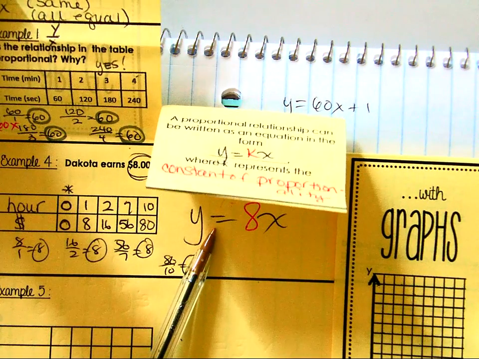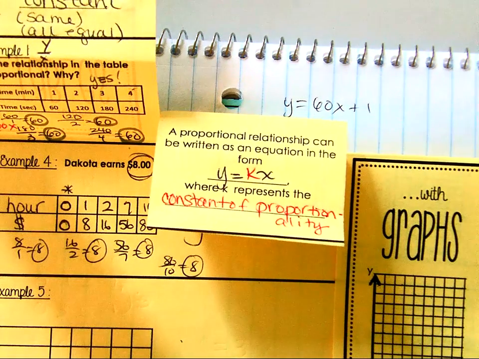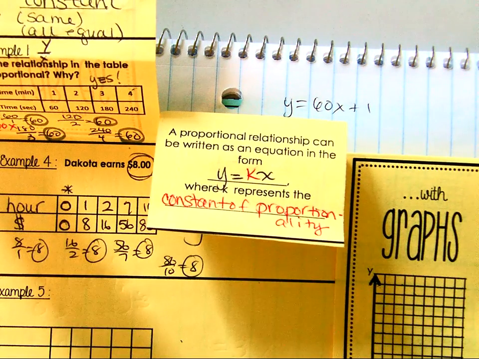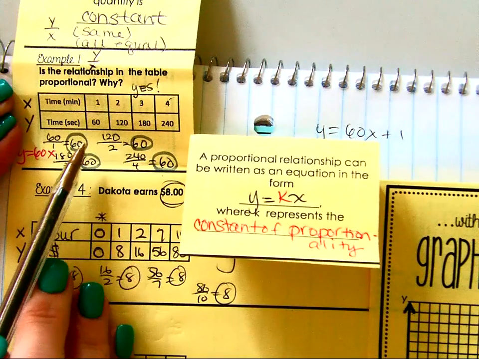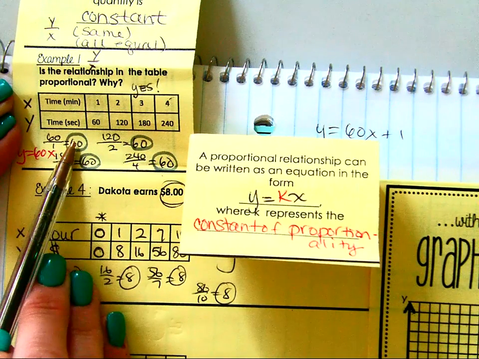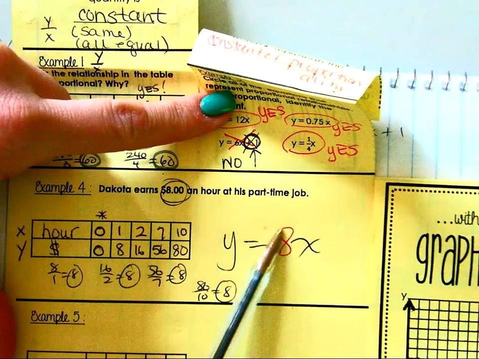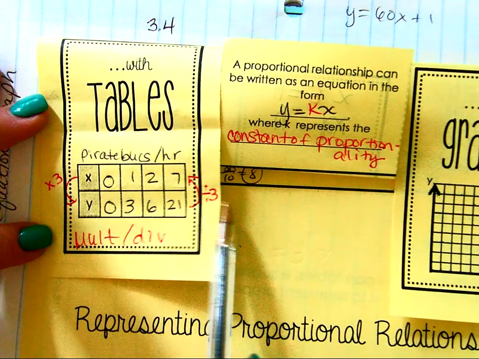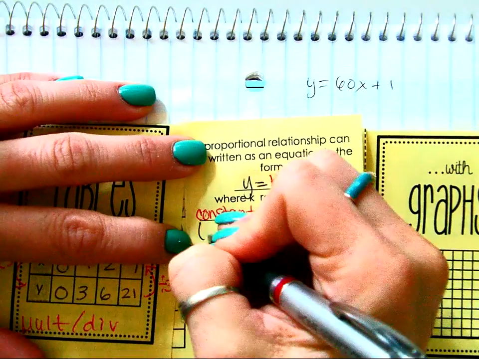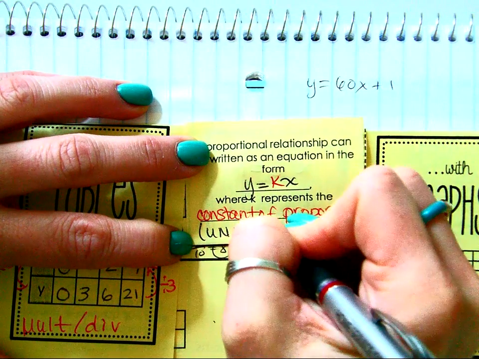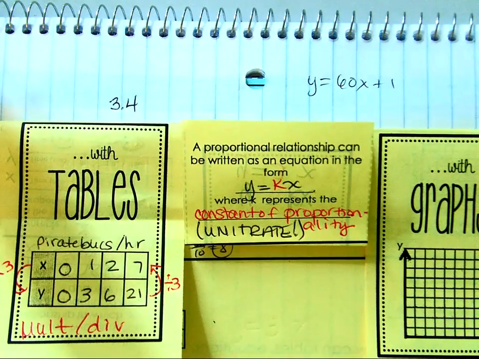Guess what? Constant of proportionality we've done before. It's a fancy way of saying unit rate. Raise your hand if you understood unit rate. All you did to divide was find out how much for 1. So how much for 1 minute? Oh, 60 seconds. How much does this get earned for 1 hour? $8. How many Pyre bucks do you get for 1 hour? Oh, 3. That's all it is? It's unit rate? Yes. So I want you to go ahead and write the word. It's unit rate. That's all a constant of proportionality is. It's just now that we're getting into graphs, we got to call it something different. That's all.